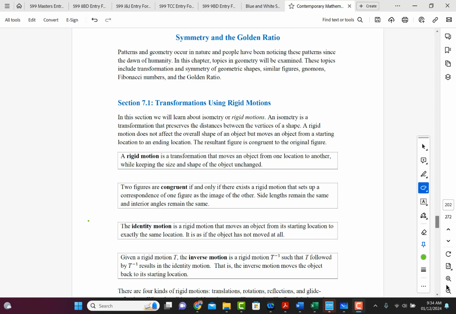Identity motion. The identity motion is a rigid motion that moves an object from its starting location to exactly the same location. So it doesn't seem to move. It's as if the object has not moved at all.